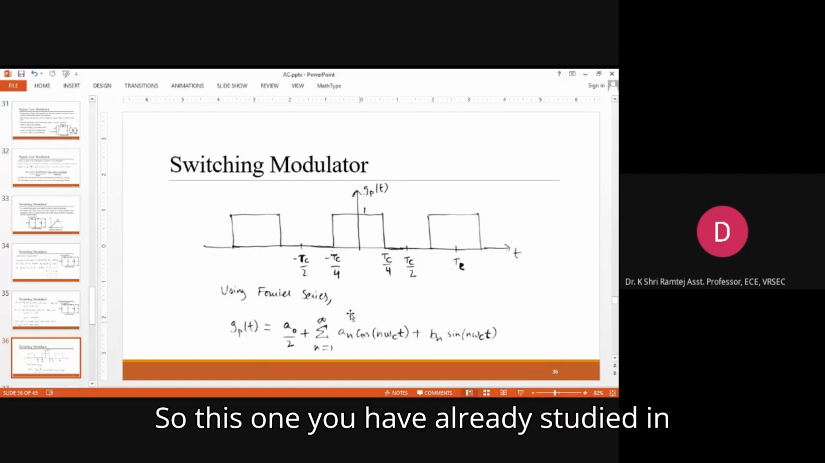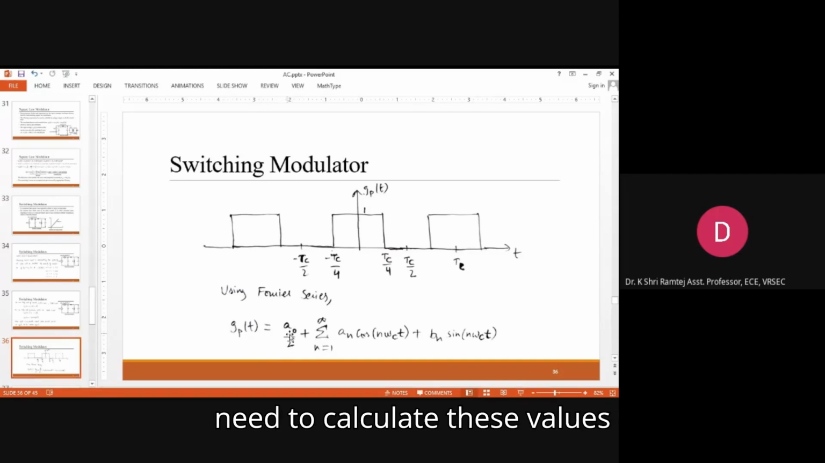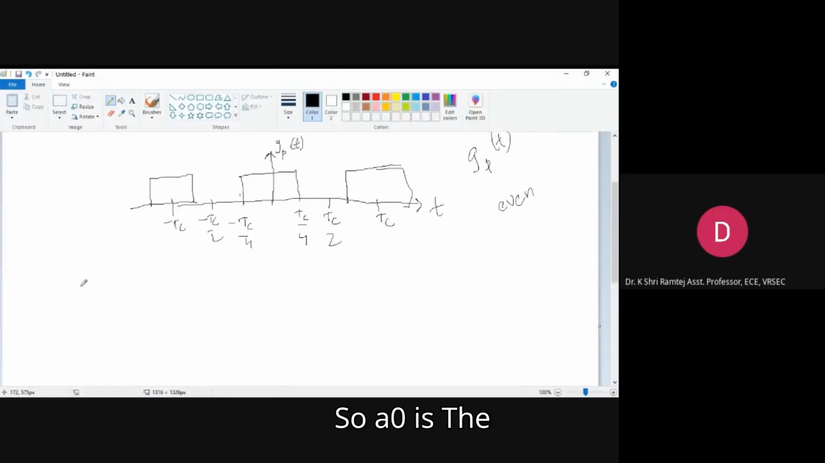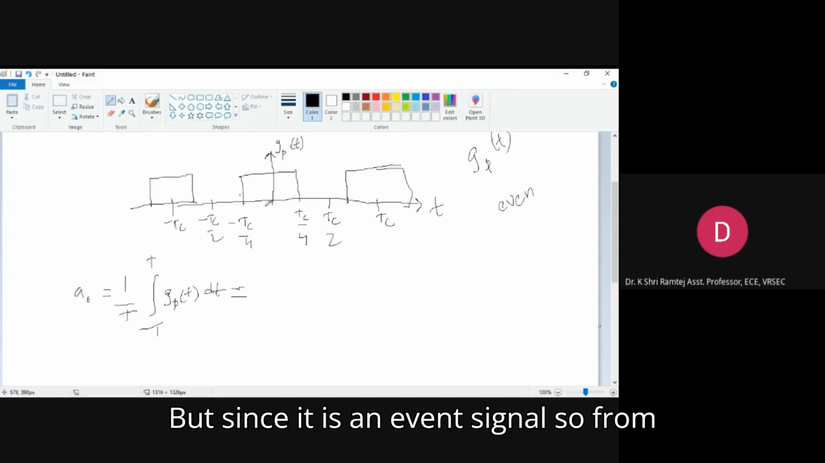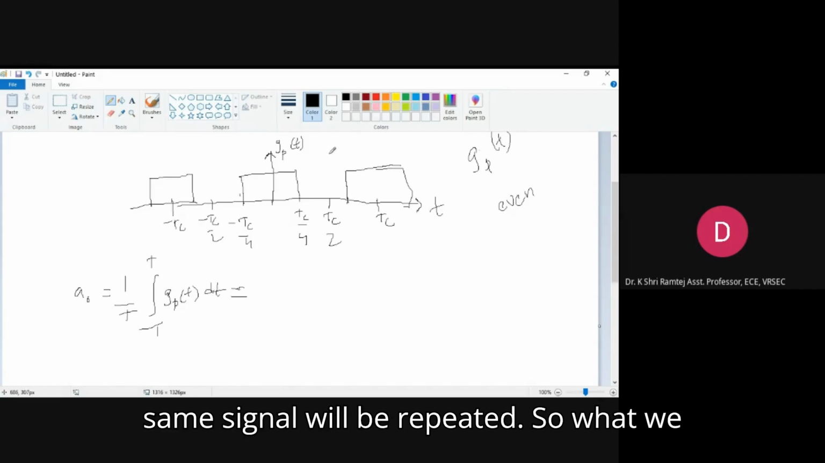So this one you have already studied in Fourier series expansion. Now we need to calculate these values a0, an and bn. So a0, the actual definition is 1 by T times integral from minus T to T of Gp of t dt. So this is the actual definition for a0, but since it is an even signal, from minus T to T, the same signal will be repeated.